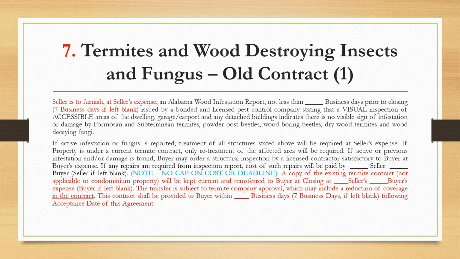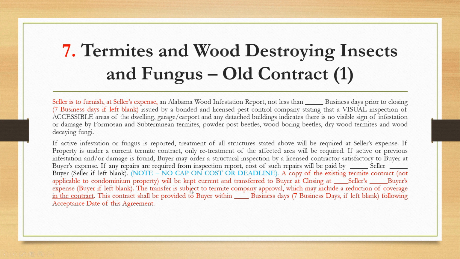Previously, under the old contract, the seller was furnishing, at seller's expense, an Alabama wood infestation report within 7 business days prior to closing, which is obviously at the tail end of the transaction. And so we were running into situations where we had a lot of 11th hour headaches because we didn't start addressing the wood infestation report and handling issues that the report revealed until towards the tail end of the contract.